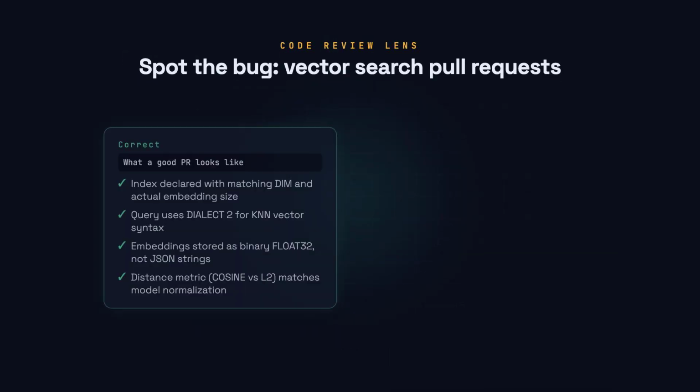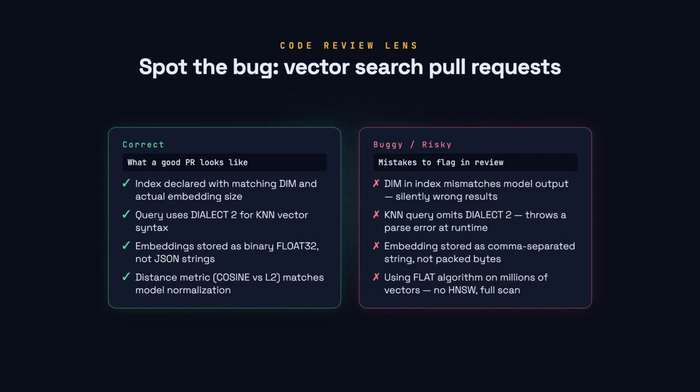When reviewing a PR that uses vector search, check that the declared dimension matches the model, that DIALECT 2 is set, that embeddings are binary packed floats, and that HNSW is chosen for large datasets instead of a brute force flat index.